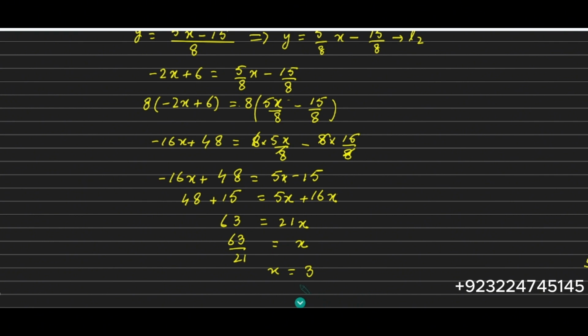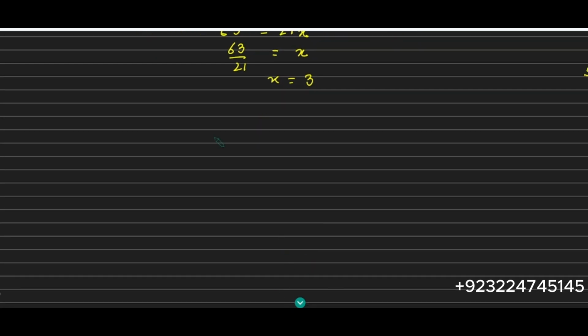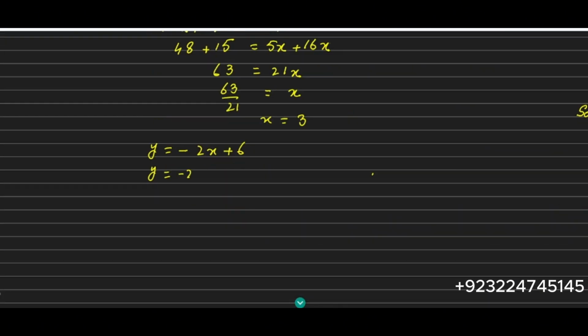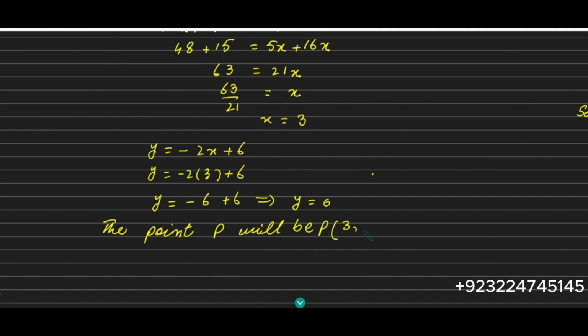Now we use the value of x in equation 1 to find y. So we use minus 2x plus 6 as we can see above. y equal to minus 2x plus 6. In place of x, we write x equal to 3. Then y will be minus 6 plus 6. The value of y is 0. So the point P will be (3, 0). Here x is 3 and y is 0.